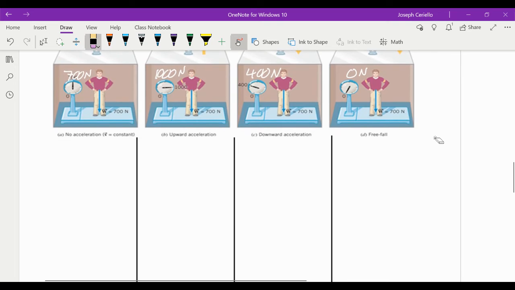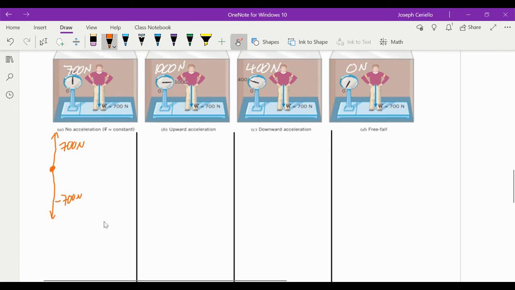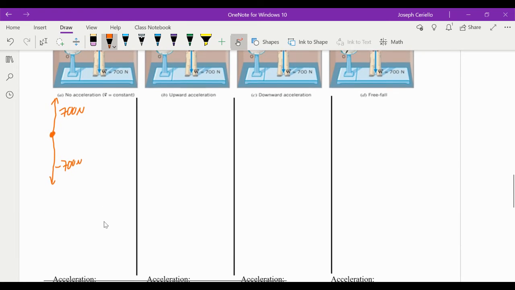All right, so let's go through this real quick. I'm going to draw the free body diagrams in each of these scenarios. The first scenario is when there's no acceleration, but I'm just going to go strictly by the scale readings. First thing, we have a force of 700 newtons going down. That's the weight. And going up, we have 700 newtons. That's the force of the scale. That's the scale reading. Okay, those are our only two forces acting on the object. The scale reading is the upward force acting on the man.